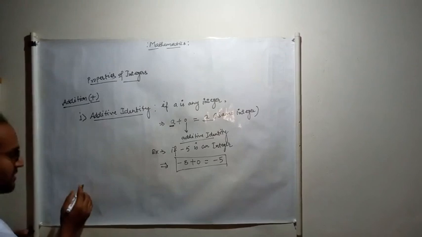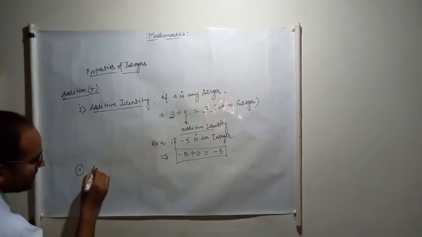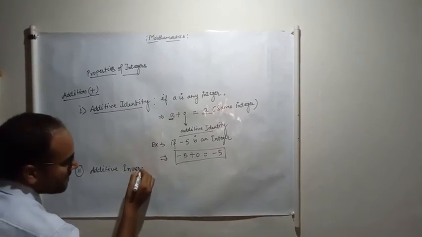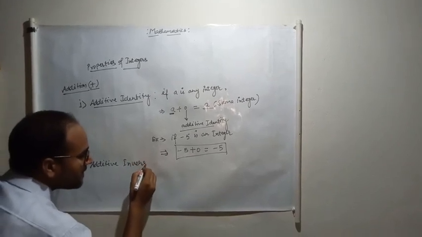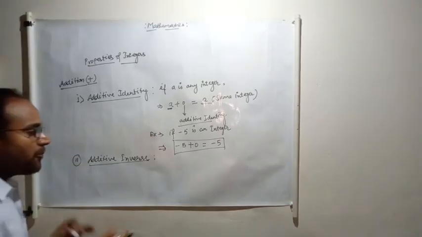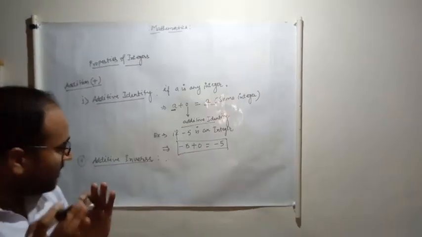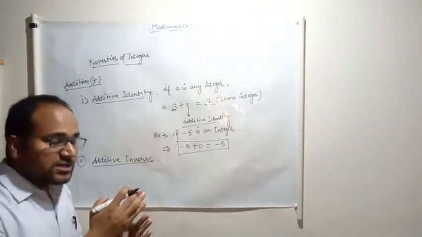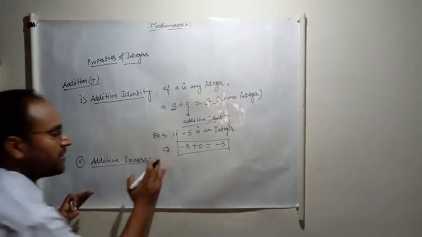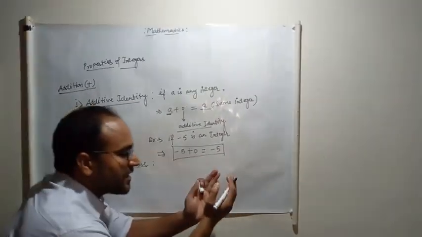Then the next property I'm going to discuss is additive inverse. It is also easy, students. Additive inverse means opposite in sign. And listen, students, this is very important: if we add an integer and its additive inverse, we always get 0.